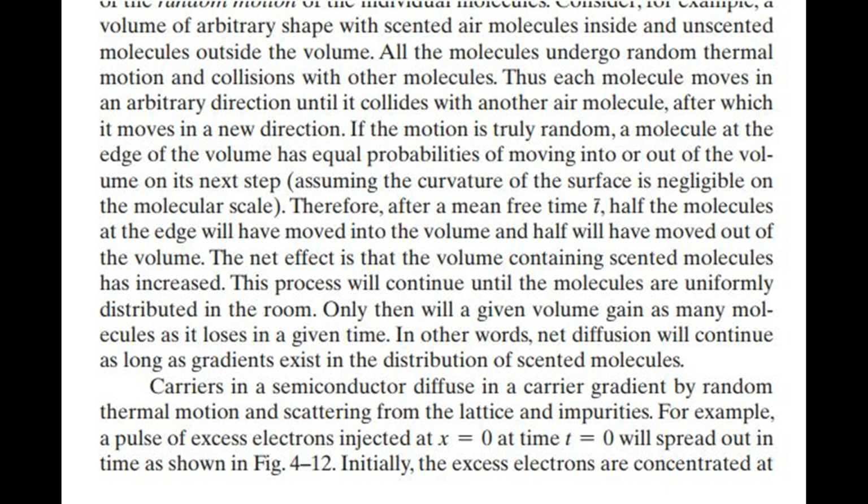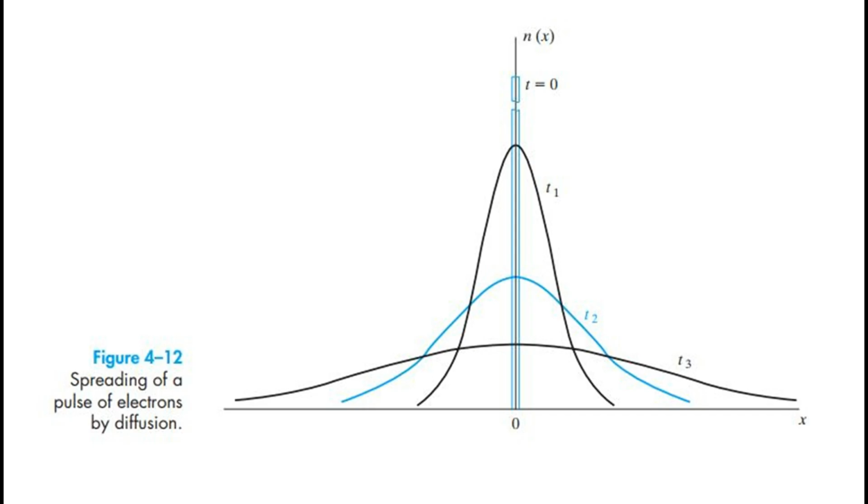For example, a pulse of excess electrons injected at x equals 0 at time t equals 0 will spread out in time as shown in Fig. 4-12. Initially, the excess electrons are concentrated at x equals 0. As time passes, however, electrons diffuse to regions of low electron concentration until finally n(x) is constant.